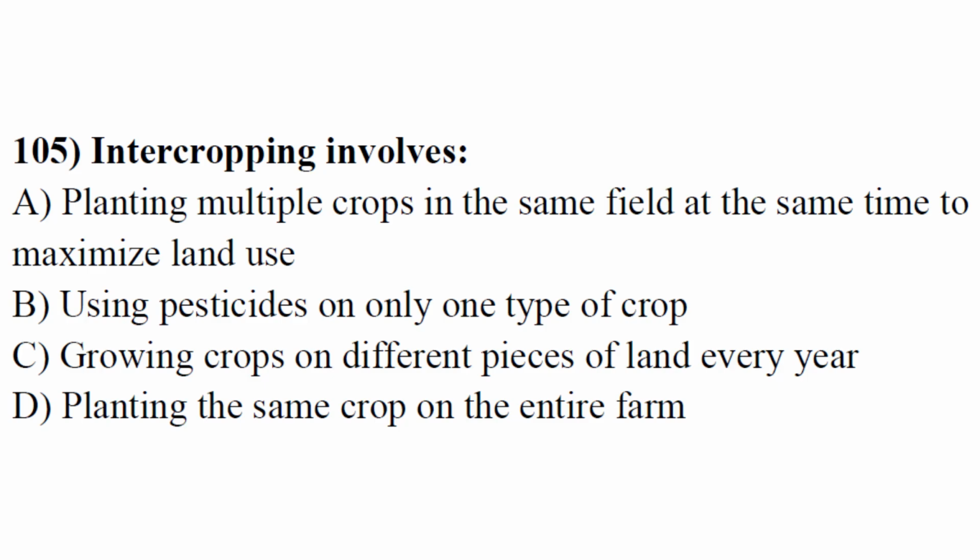105. Intercropping involves A. Planting multiple crops in the same field at the same time to maximize land use. B. Using pesticides on only one type of crop. C. Growing crops on different pieces of land every year. D. Planting the same crop on the entire farm. Answer: A. Planting multiple crops in the same field at the same time to maximize land use.